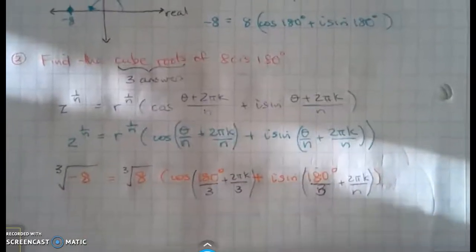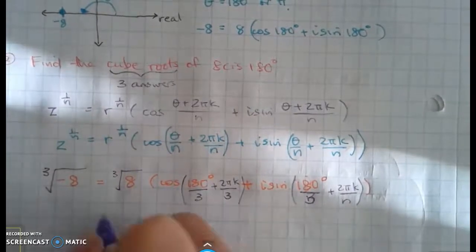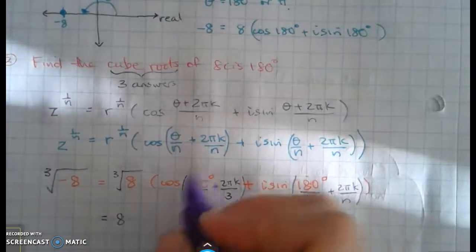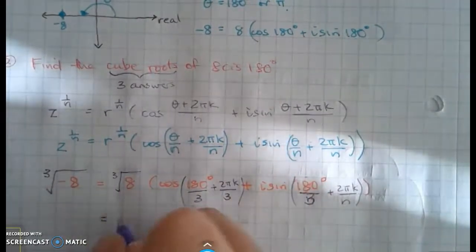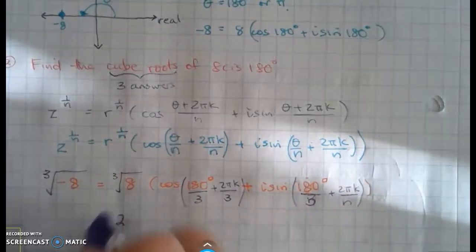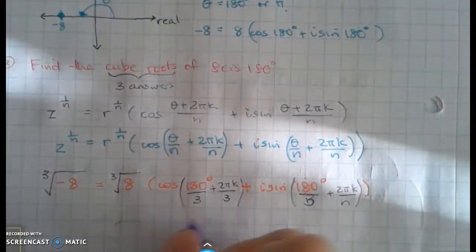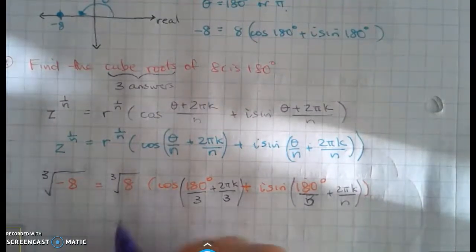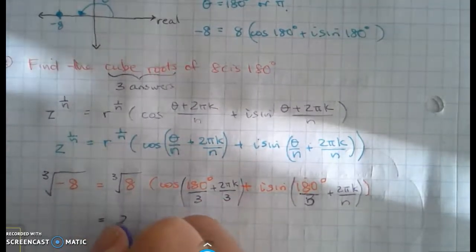From here, I am going to simplify this. What's the cube root of 8? That's going to be 2. Okay, and then we have these values here. Let's separate this and say that the cube root of 8 is 2.